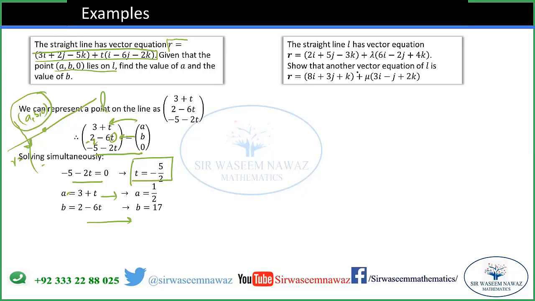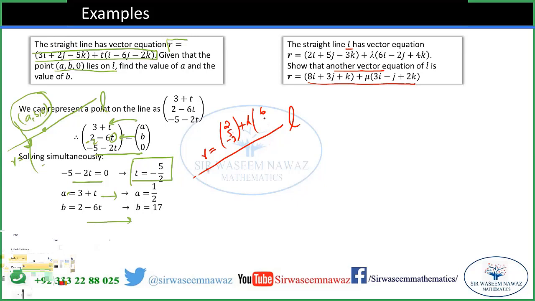One more example. The straight line L has a vector equation r is equal to 2i plus 5j minus 3k plus lambda times (6i minus 2j plus 4k). Show that the vector equation of the line L is also r is equal to this one. Another vector equation of the same line L. The question says that one possible equation is (2, 5, -3) plus lambda times (6, -2, 4). And the other possible equation is this one.